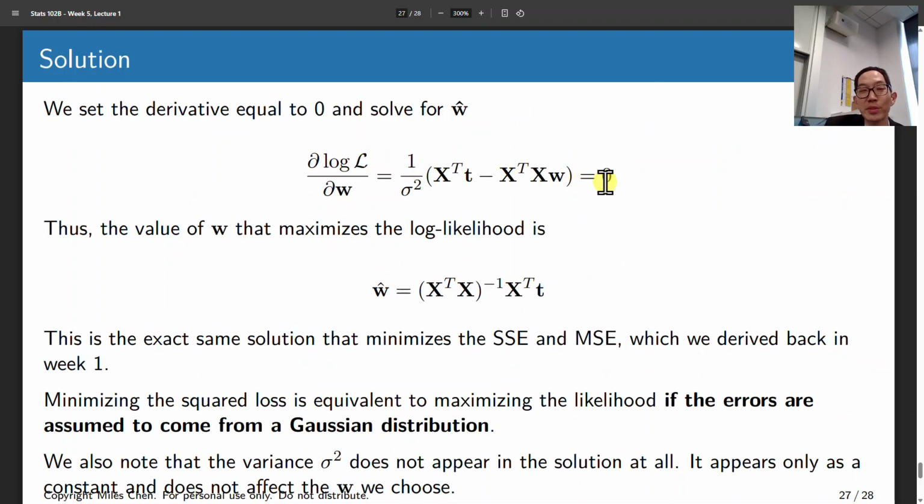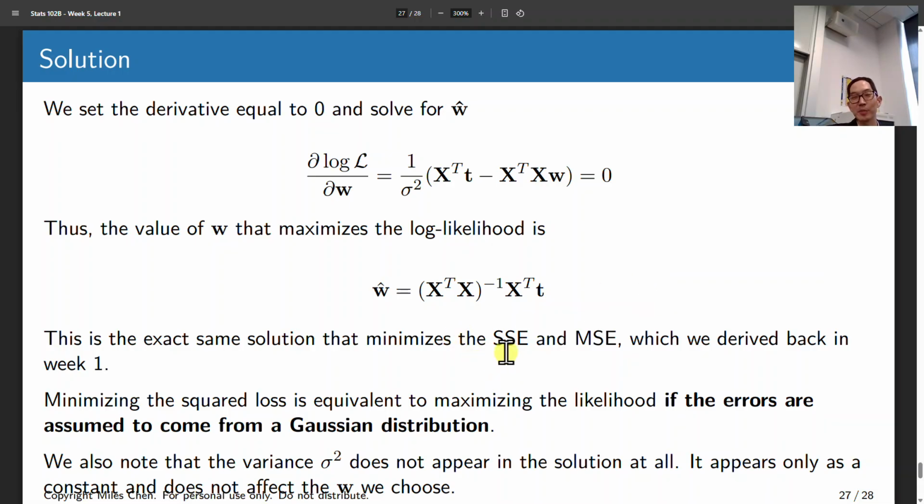So we set this equal to 0 and solve for W. I could multiply through by sigma squared, add X transpose X W, and then multiply both sides by X transpose X inverse. And we would see the value of W that maximizes this, or the value of W so that our derivative is equal to 0 and therefore maximizes it, will be X transpose X inverse X transpose T. Okay, and this is the exact same solution that we arrived at when we said we want to just minimize the sum of squared errors. So we have two paths that arrive at the same solution. The path that we looked at in the first part of the course was we are trying to minimize a loss function.